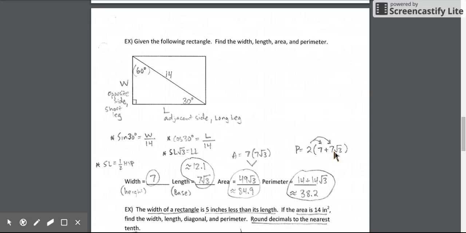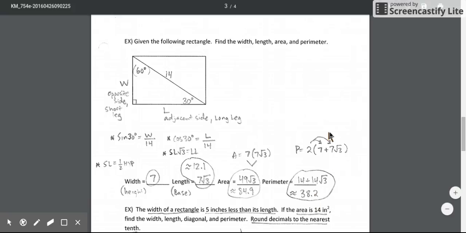To find the perimeter, we add up all the side lengths, or we could add up our base and our height and double it. But in trying to do that in radical form, these are unlike terms. We cannot add them together, so we could distribute that 2 to simplify this expression. So 2 times 7 is 14, and then 2 times 7 times the square root of 3 would be 14 times the square root of 3. Or we could just do it all in decimal form and get about 38.2.